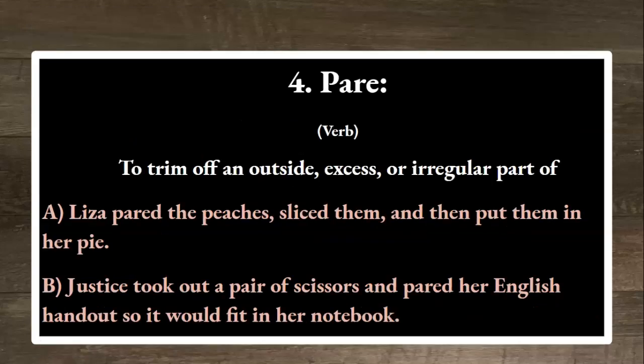Okay, pare means to trim off outside excess or irregular parts of something. It's a verb. And you might do this with scissors, you might do it with a knife, something like that. Okay. And it's not the same thing as dicing or cutting something up, as you can kind of see by letter A. So Liza pared the peaches, meaning that she took the skin off of them, the excess part off of them, or maybe any bad spots. Slice them, that's a different action, okay, and then put them in her pie.